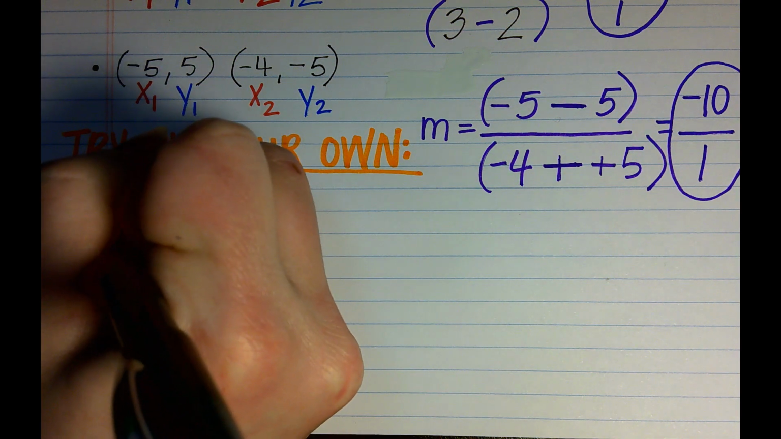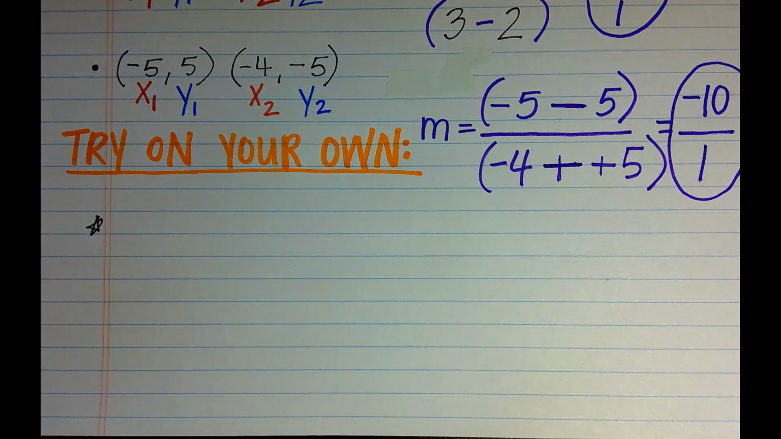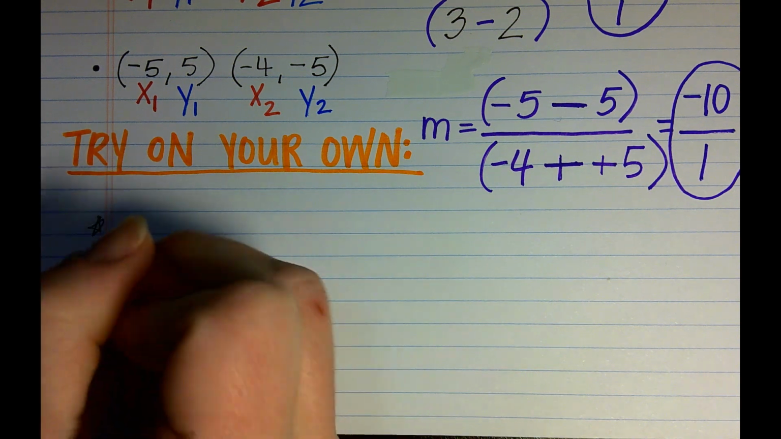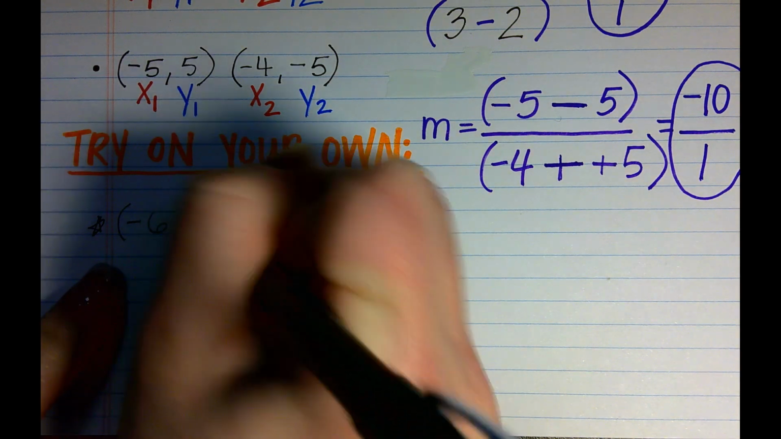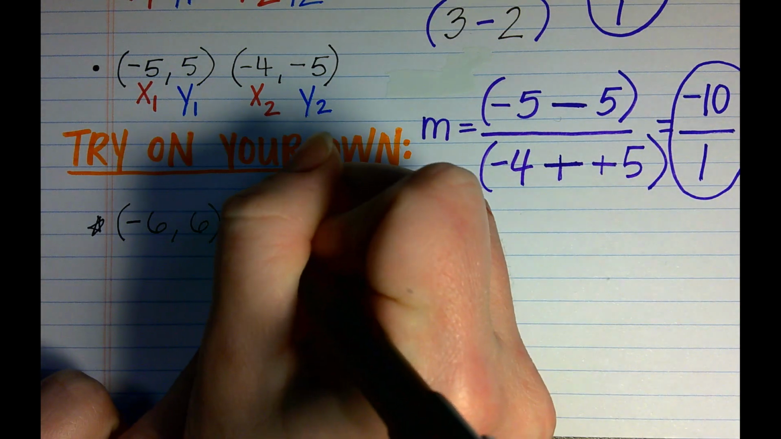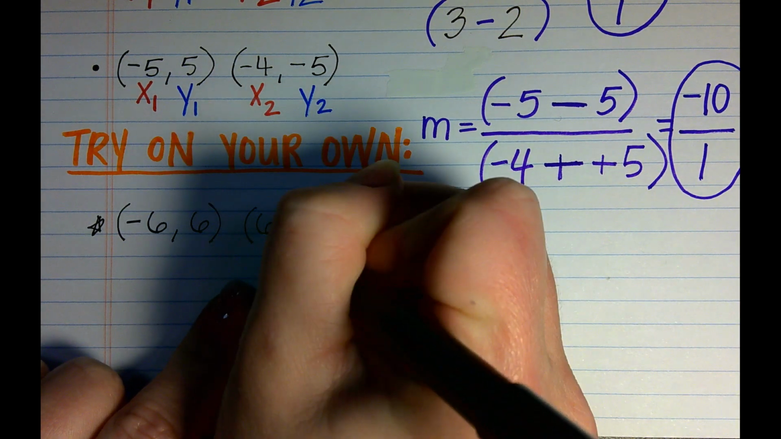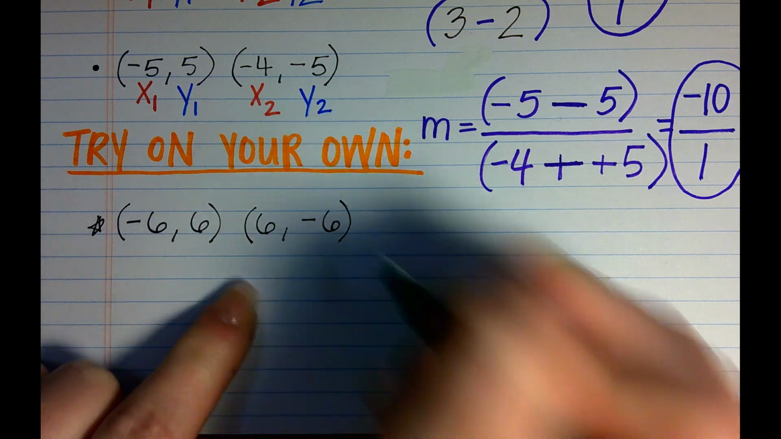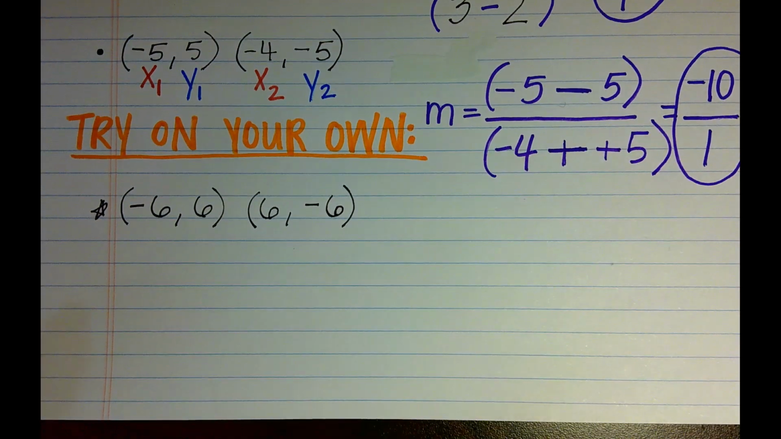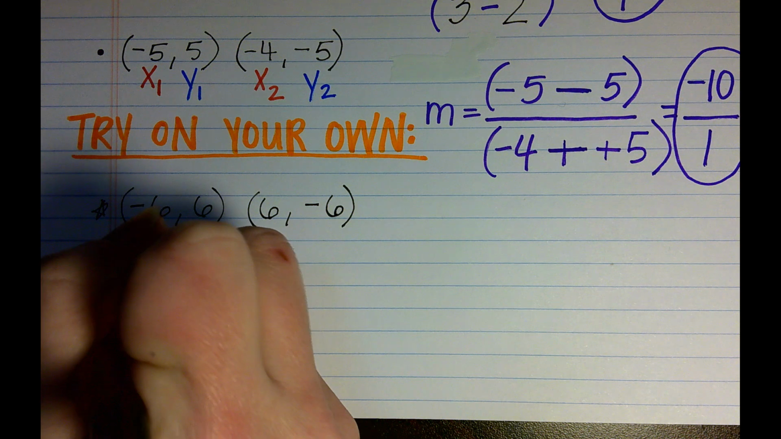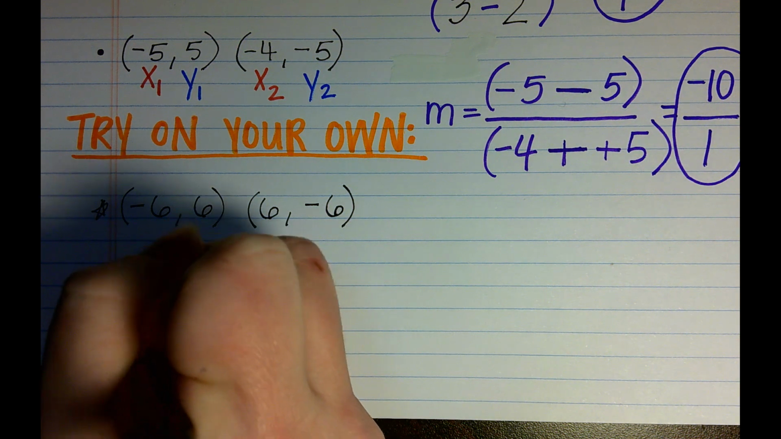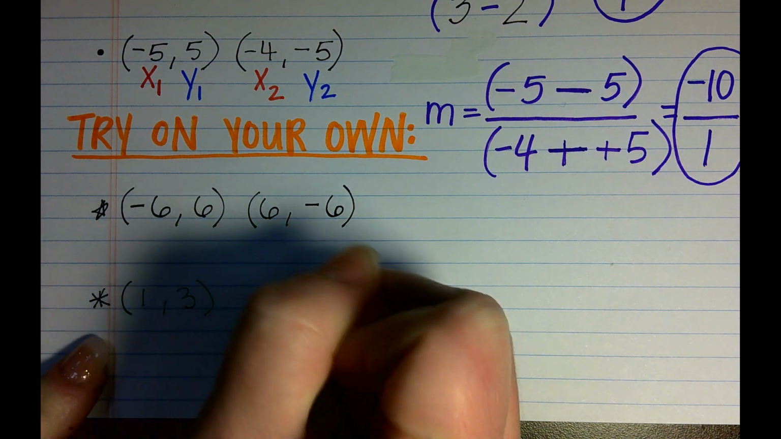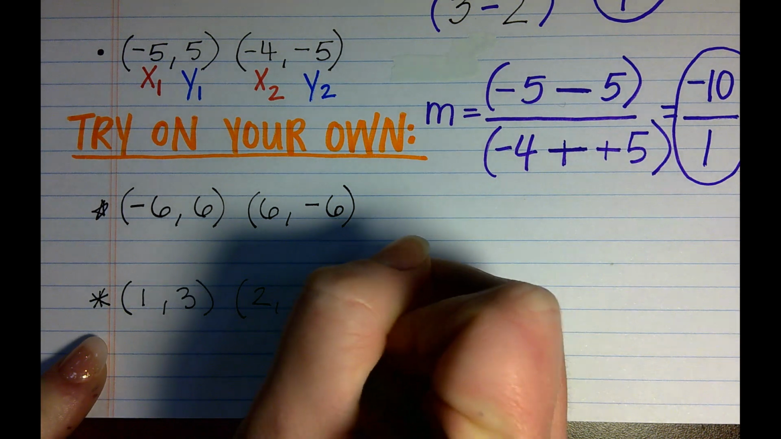Okay, so we're going to find the slope of the line that goes through... Let's do number 5 on the do now. Our points were -6, 6, and 6, -6. Then that's one. Number 6 on the do now has 1, 3, and 5.